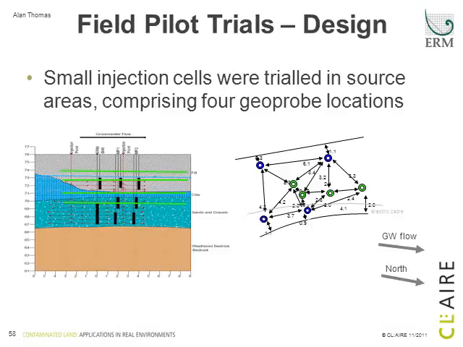An example of a field scale pilot design. Small injection cells were trialled in source areas comprising 4 geoprobe locations where a biological substrate, in this case a vegetable oil, was injected. The purpose of the trial was to see what the effect of this was within the subsurface, how it was distributed, and did it stimulate reductive dechlorination.